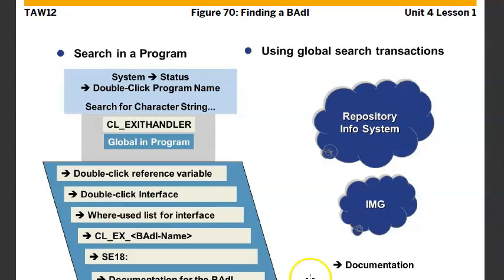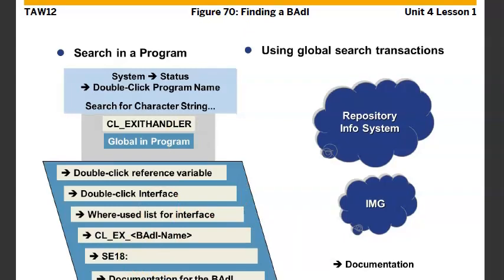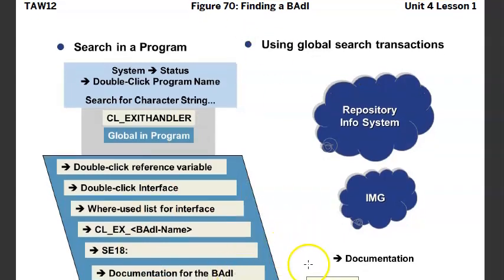So, finding a BAdI. CL_EXIT_HANDLER is a global class in which we have get_instance, and that is where we are going to set the breakpoint. There we have to find the list of all the BAdIs and then analyze into which BAdI definition we have to do the implementation. So we first find the BAdI definition name, then check that BAdI definition in the SE18 transaction, and once it is seen in SE18, we'll go to the documentation for the BAdIs. This is what we'll have.